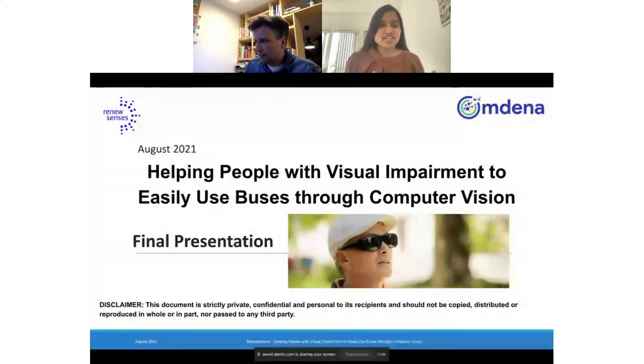One of the case studies that I would like to present here is about helping people with visual impairment to easily use buses through computer vision. This was in collaboration with an organization called Renew Senses, and it was focused on Europe.